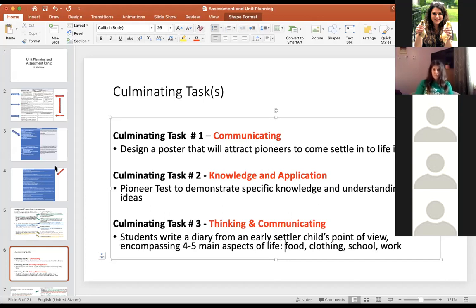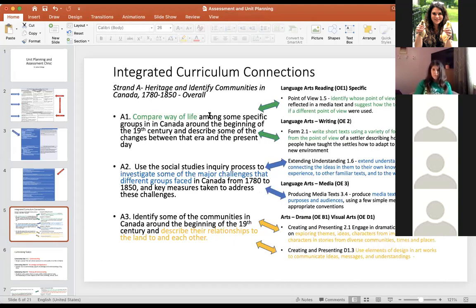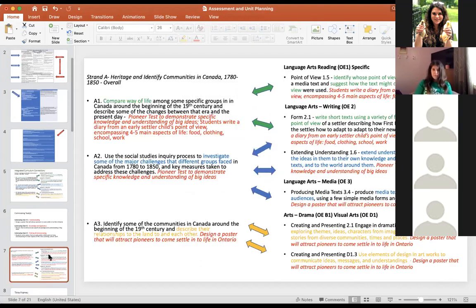So let's just go back to that chart with the expectation again for a second. So here, comparing the way of life in this, actually, let's go to the next. This is going to make more sense. So over here, I have aligned now the culminating tasks.